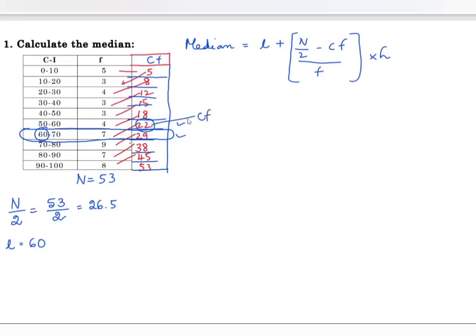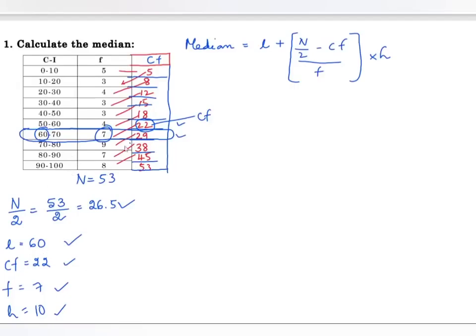This is CF. The cumulative frequency above the median class gives the CF value, that is CF equals 22. F equals the frequency. In the frequency column, F equals 7. Class size H equals upper limit minus lower limit, that is 20 minus 10 or whatever it is. We get class size as 10. Now we have the n by 2 value, L value, CF value, frequency value and the class size.